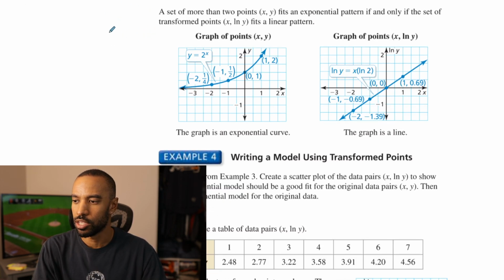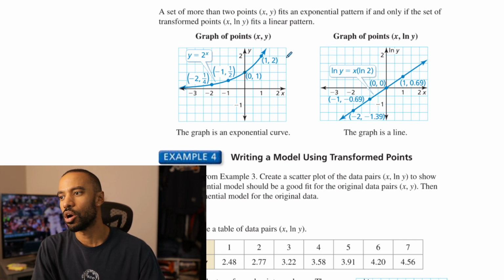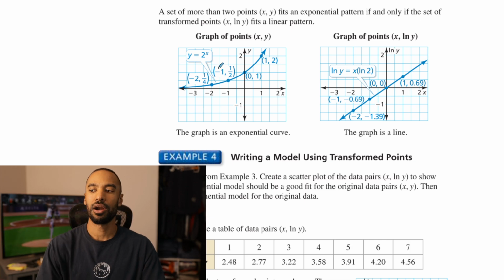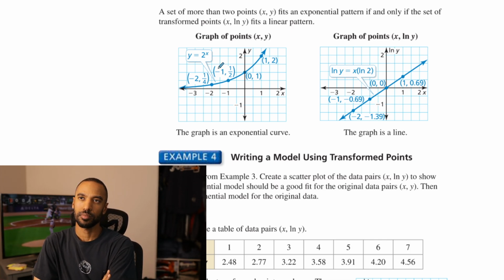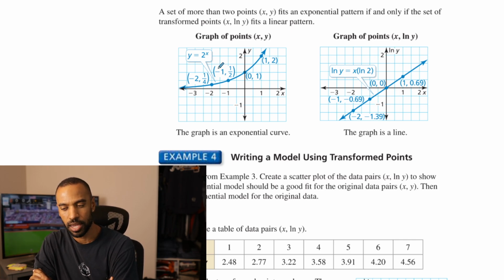Okay, so still not using the scatter plot, the graphing calculator yet here. A set of more than 2 points x, y fits in an exponential pattern if and only if the set of transformed points x, natural log of y fits a linear pattern. Okay, so yes. I just want to think about how I want to state this. Not that this is it, because we're not changing our scale, right? Our scale is staying the same.